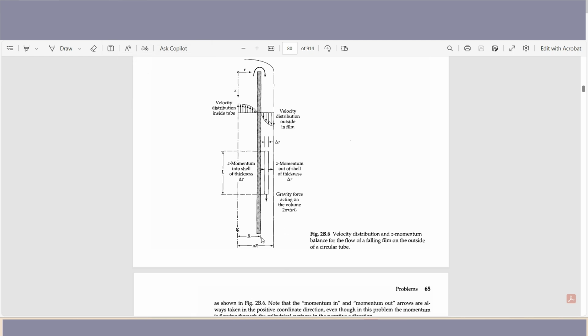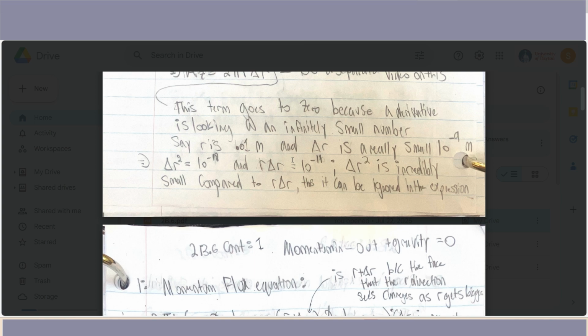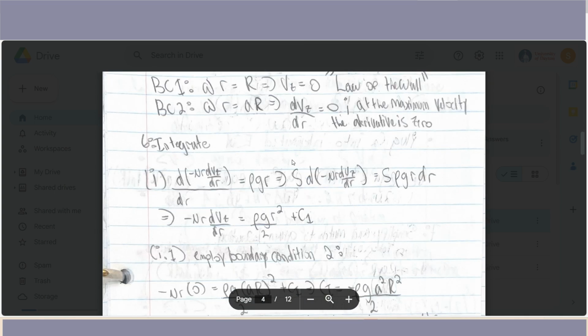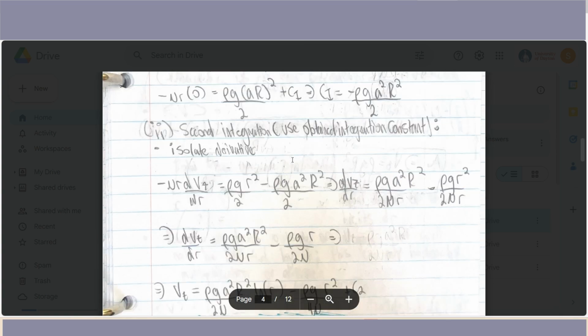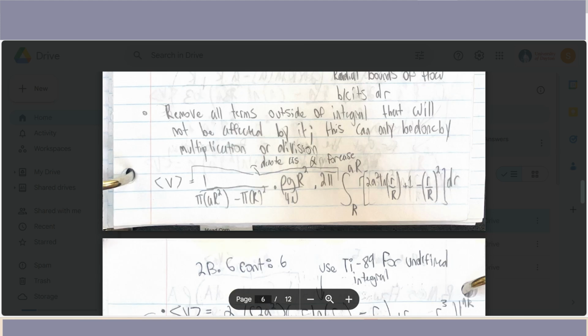And that's the area perpendicular to the flow direction. The flow direction is this direction. The area perpendicular to that would be like this area. So that's where we got that from. And it's 1 divided by that. So 1 divided by pi AR squared minus pi r squared.